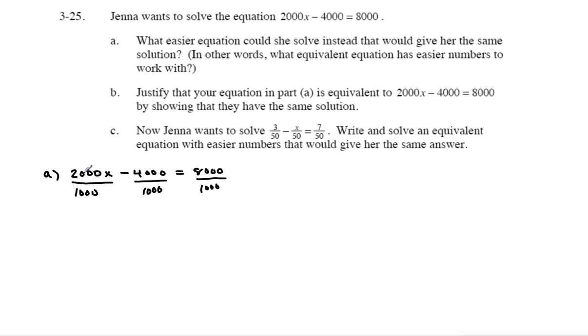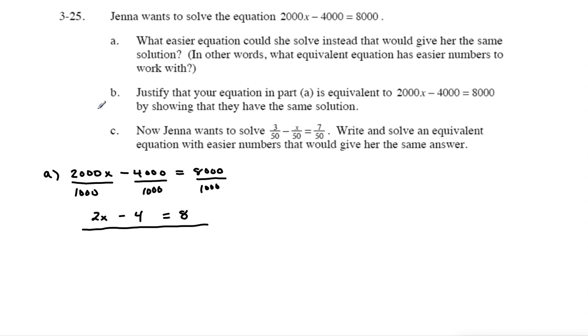We should end up with 2000x divided by 1,000 gives us 2x. 4,000 divided by 1,000 is going to give us 4, so we have 2x minus 4, and that should equal 8,000 divided by 1,000, which gives us 8. So this equation would be much easier to solve, versus the 2000x minus 4,000 equals 8,000. Or it may not be easier, but the numbers are smaller and easier to work with. So that would be our answer for letter A.